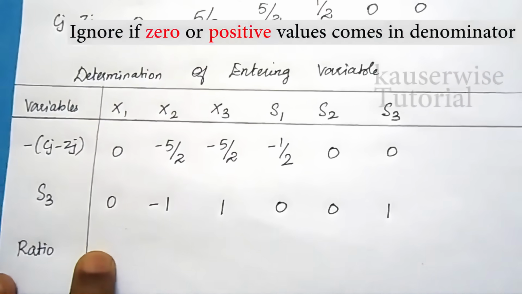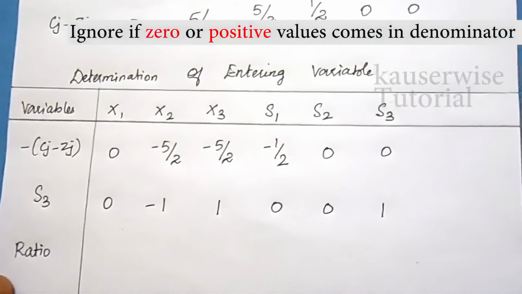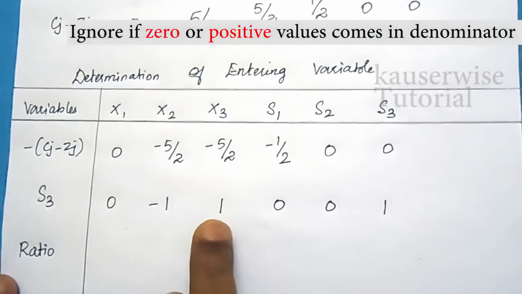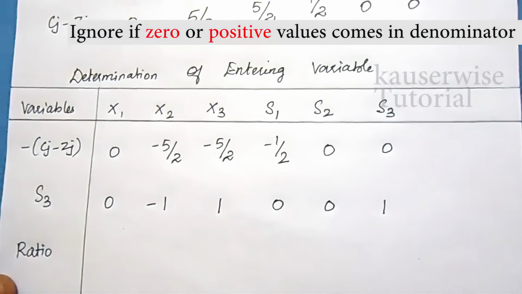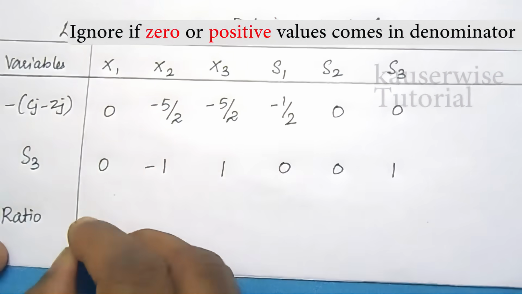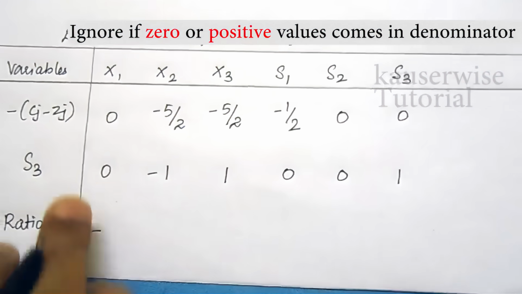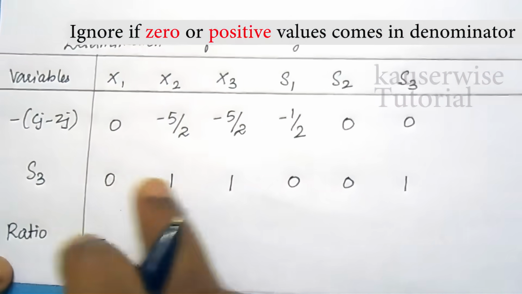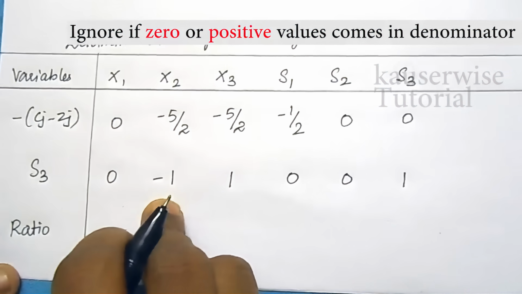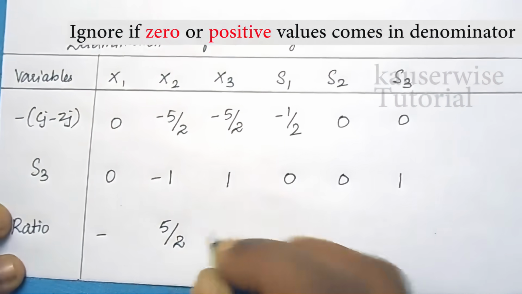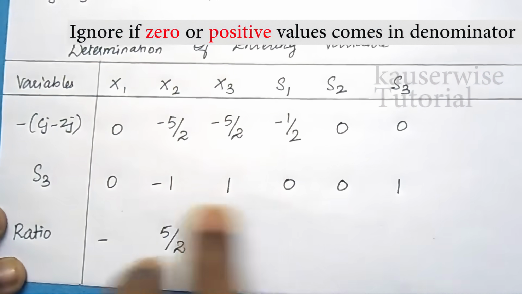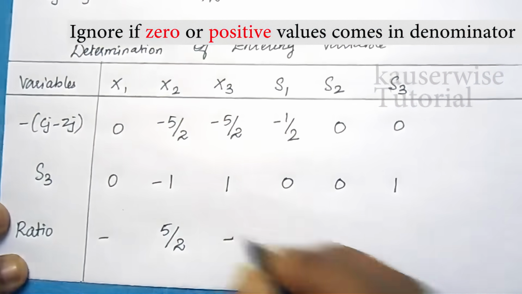While we find the ratio, we have to see two things: just ignore any zero value in the denominator or any positive value in the denominator. First one, 0 divided by 0. No need to find any ratio for this because we have got 0 in the denominator. Second one, minus 5 by 2 divided by minus 1 is equal to plus 5 by 2. For x3, here we have got a positive value in the denominator, so we need not find any ratio.